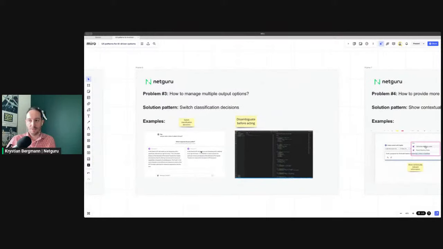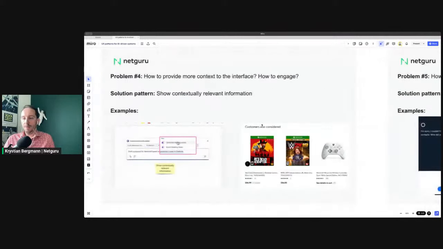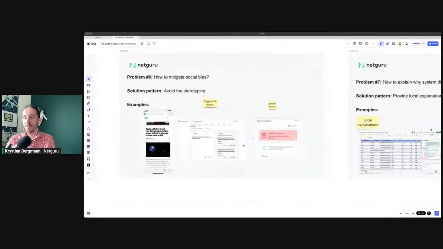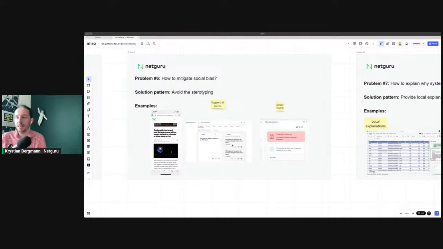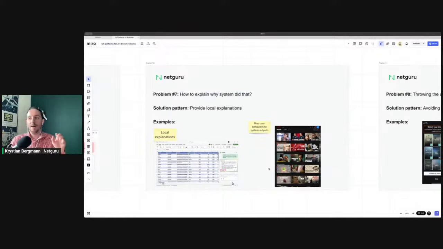Switch classification decision, right? Make sure that in case of multiple output possibilities, you give the user at least several outputs to choose from. Show contextually relevant information, so you may add additional context to currently presented information. Be polite in the communication. Avoid the bias, avoid the stereotyping. Suggest all forms. Provide gender neutral graphics, right? Provide local explanation, why the system suggested that, what happened here, right?